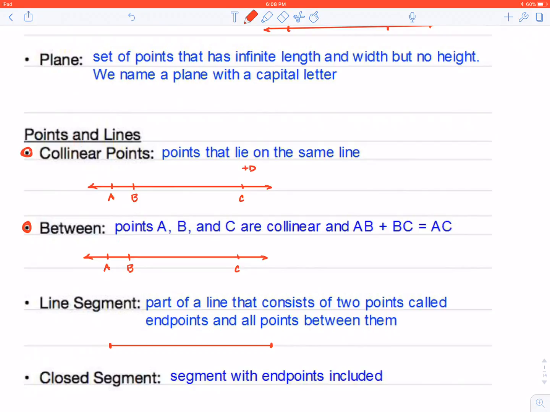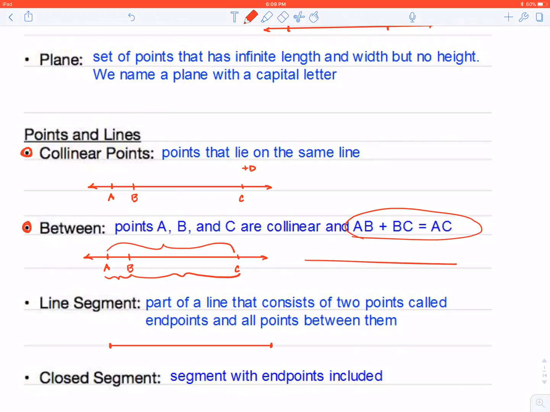Between, I wanted to point out this particular part of the definition for between. It says that distance AB, the fact that it has no symbol over it tells me it's a distance. Distance from A to B, adding together the distance from B to C, has to equal the entire distance starting at A and ending at C. And so we see that in this case, point B is between points A and C.